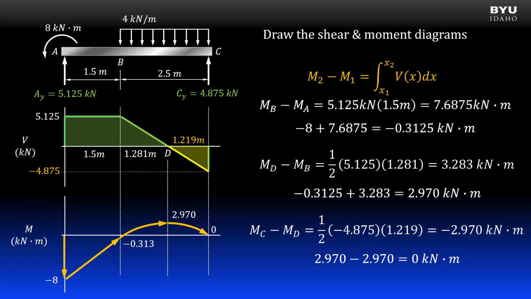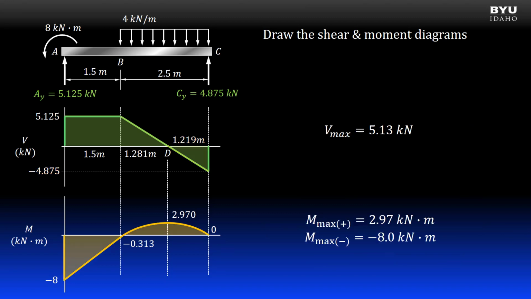Since there is no concentrated moment at point C, the diagram should end at 0 at point C. The shape is again parabolic and it is concave down. We start at D with a 0 slope and end at C with a negative 4.875 slope. Now our shear and moment diagrams are complete.